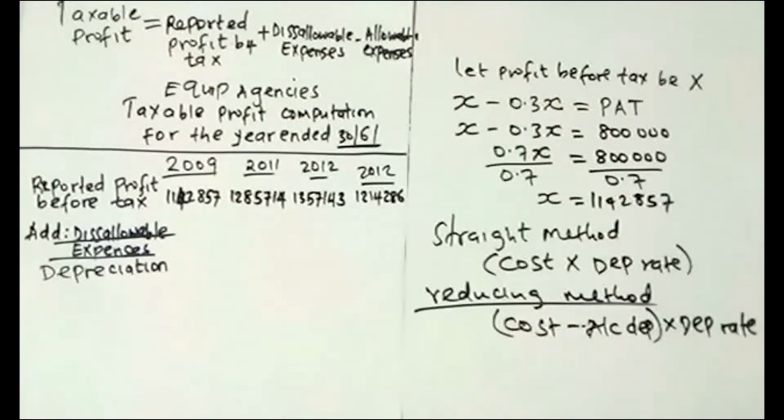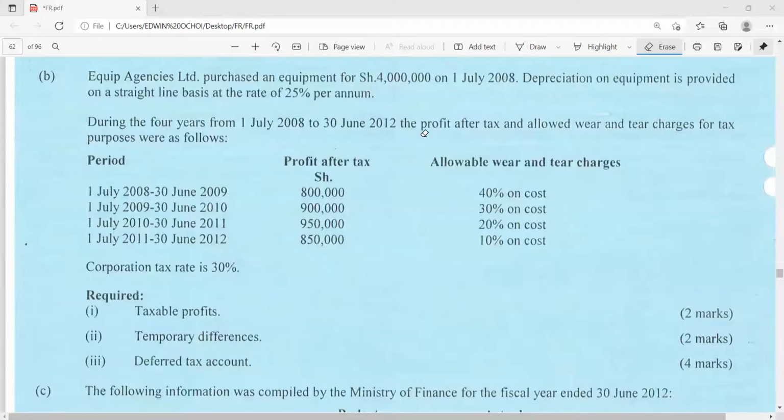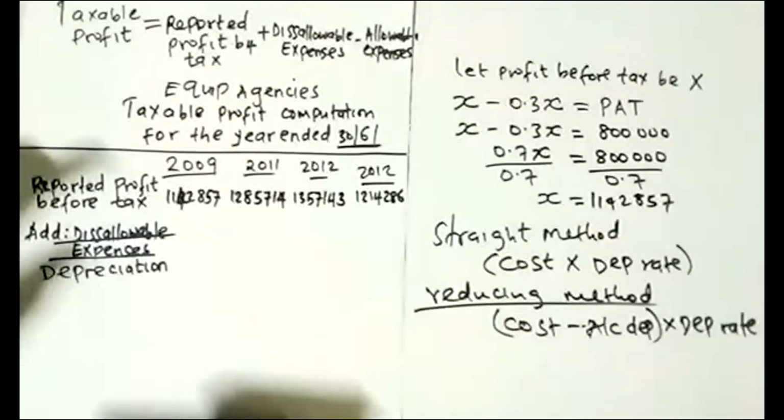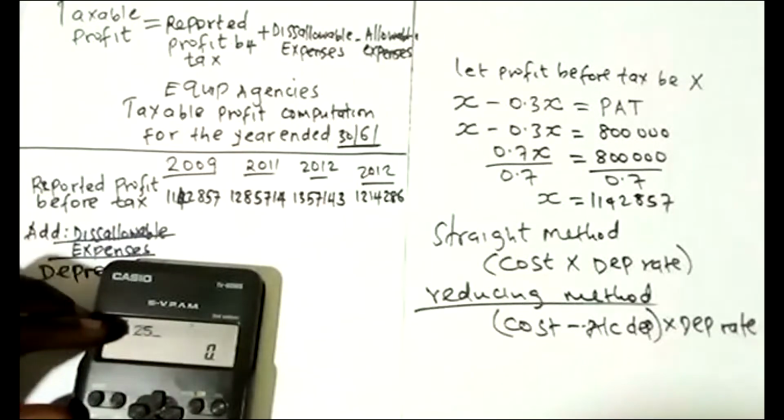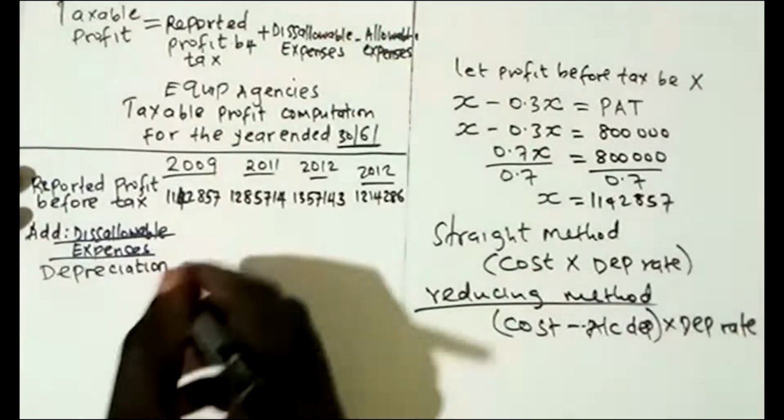In this scenario, what is the depreciation based on, straight line method or what? They said an equipment was purchased for 4 million on 1st July 2008. Depreciation on equipment is provided on a straight line basis at the rate of 25%. So 4 million times 0.25 is 1 million.